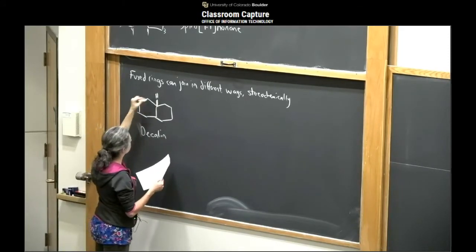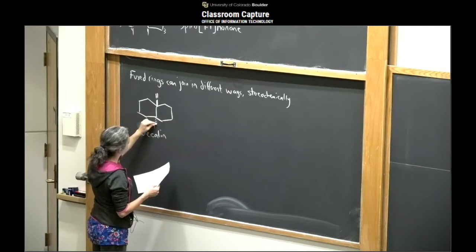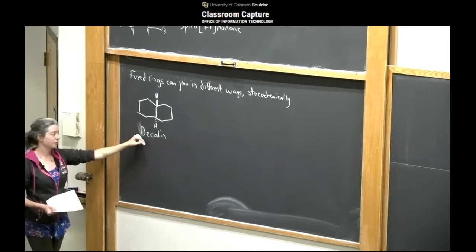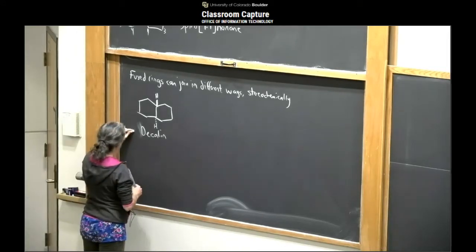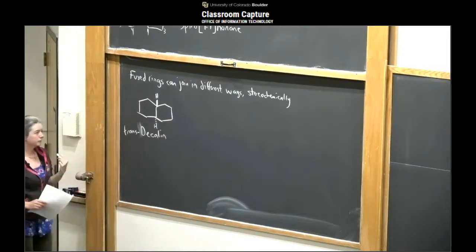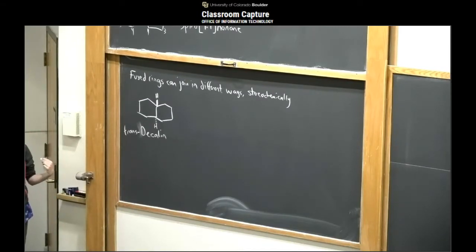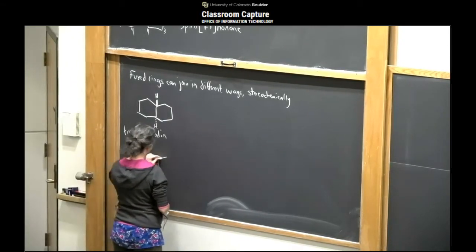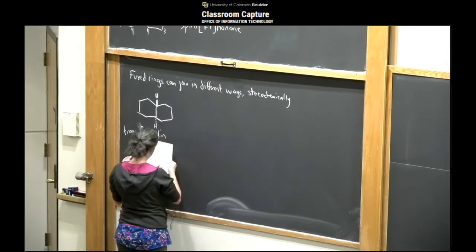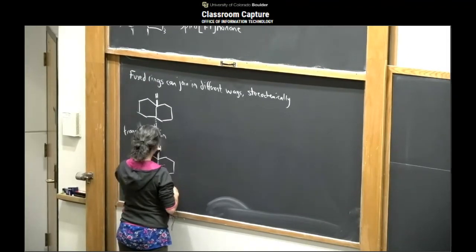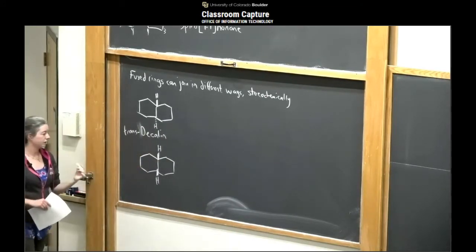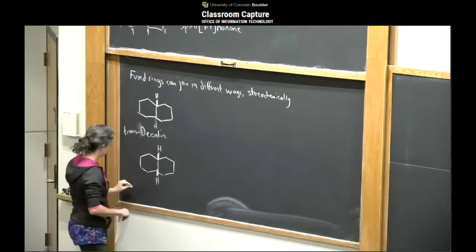So one option is that we have the two H's trans to each other, so one bold and one dashed. And predictably, this one's called trans-decalin. The other option is that we make the two bridgehead H's cis to each other. Again, same connectivity, just different spatial orientation. This one's going to be cis-decalin because the two H's are cis to each other.